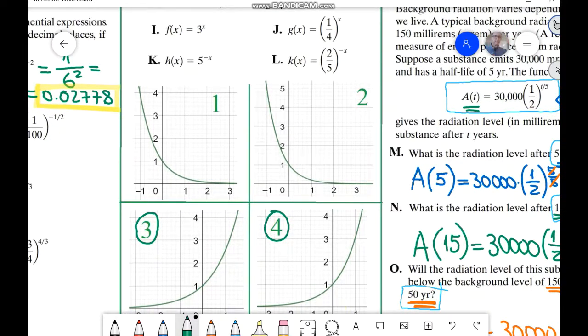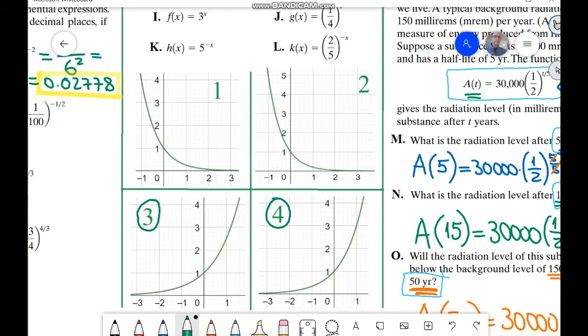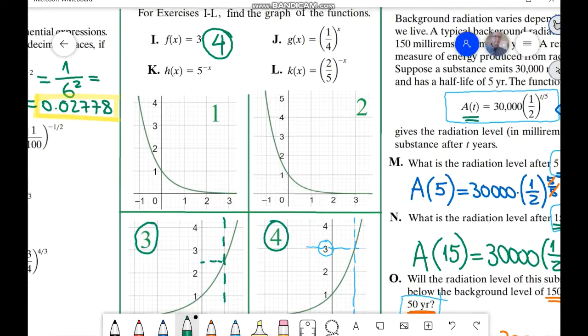And I suggest you check for x equals 1. What is the value for x equals 1? You're going to see for x equals 1, y equals 3. Here for x equals 1, y equals 2.5. Here for x equals 1, y equals 3. So the answer is 4. Letter I. The other growth is number 3, probably letter L.